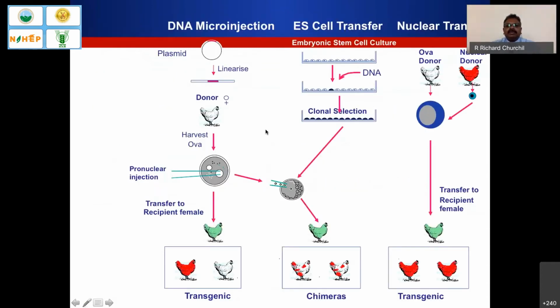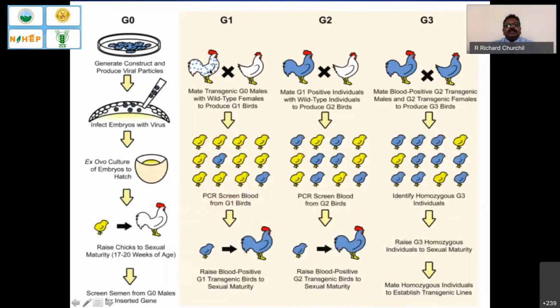I will go through only the embryonic stem cell. So embryonic stem cell is collected and cultured in the lab, and the DNA is added, and it is again introduced into the host, and a resultant chicken is hatched out, and it is a chimera. Now from the chimera, how to develop a transgenic bird? It has both the tissues of its own and the transgenic tissue.